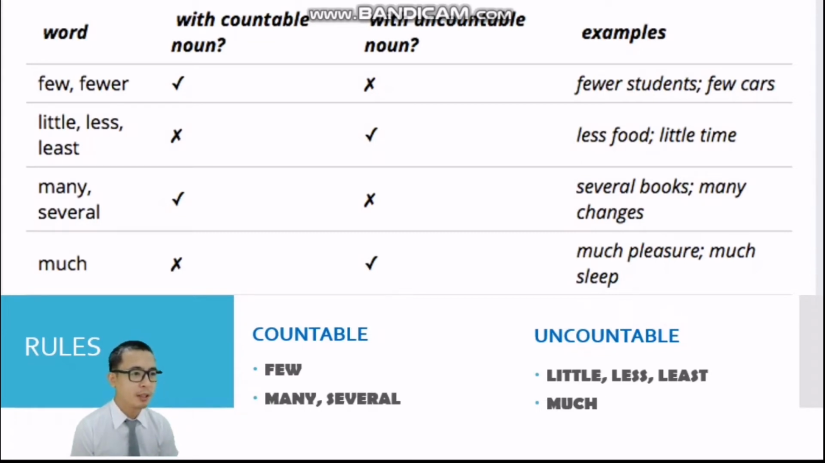Another example is food, and you identify food as an uncountable noun, so you could say less food. Another example is time. And you can quantify time by saying little time. Another example is books. And you identify books as a countable noun. So you can say several books and so on.